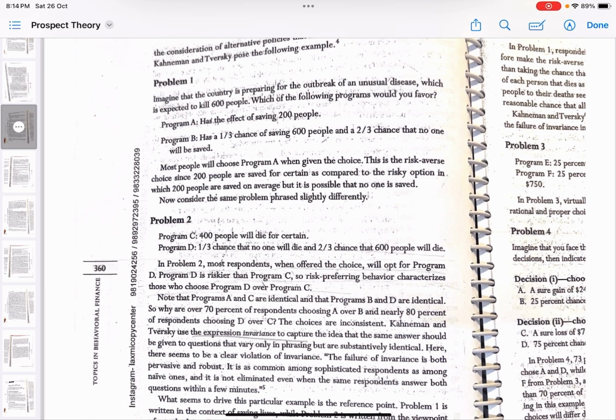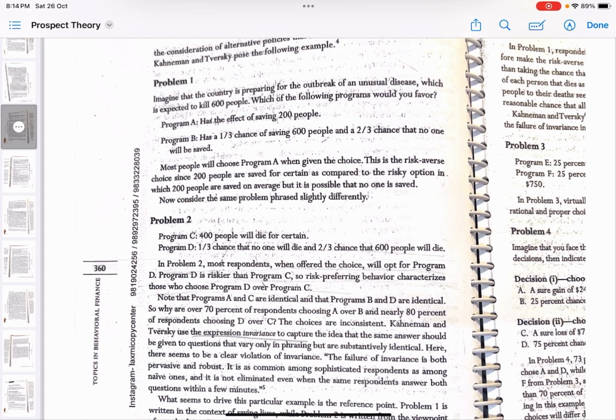Program A has the effect of saving 200 people. Program B has a one-third chance of saving 600 people and a two-thirds chance that no one will be saved. So, what do you think is the wiser decision? Most people will choose program A when given the choice. This is the risk averse choice because at least 200 people are saved, right? At least we know for sure that 200 people will be saved.